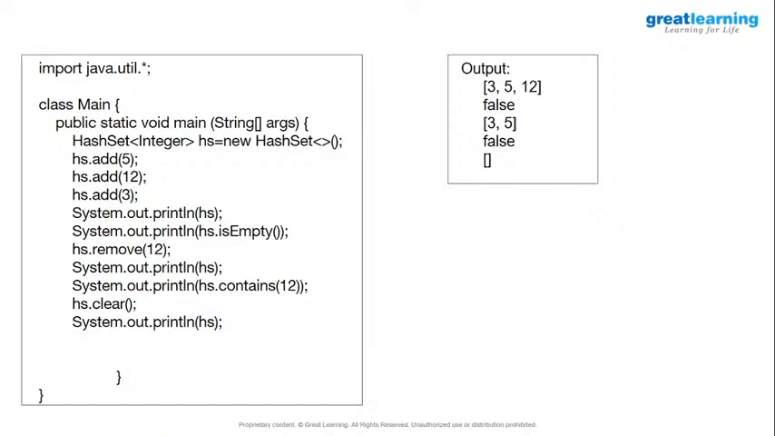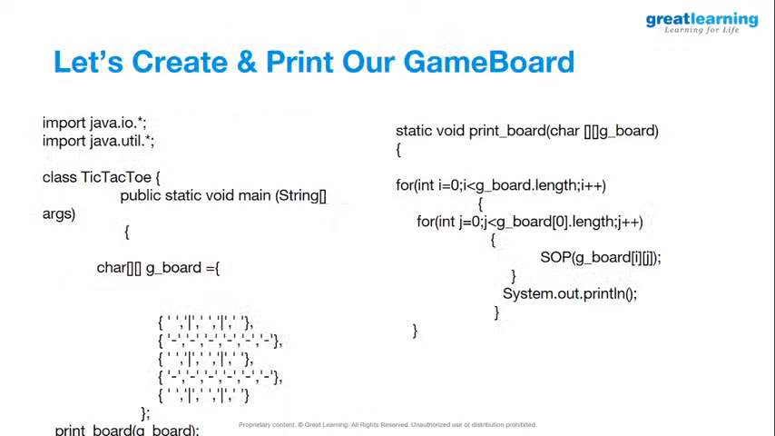Okay, cool. How do you add? HS.add(512), all those things. Cool. So this is how we deal with the hash set and how we define it. So anyways, if you don't understand anything, now let's go and start a game.